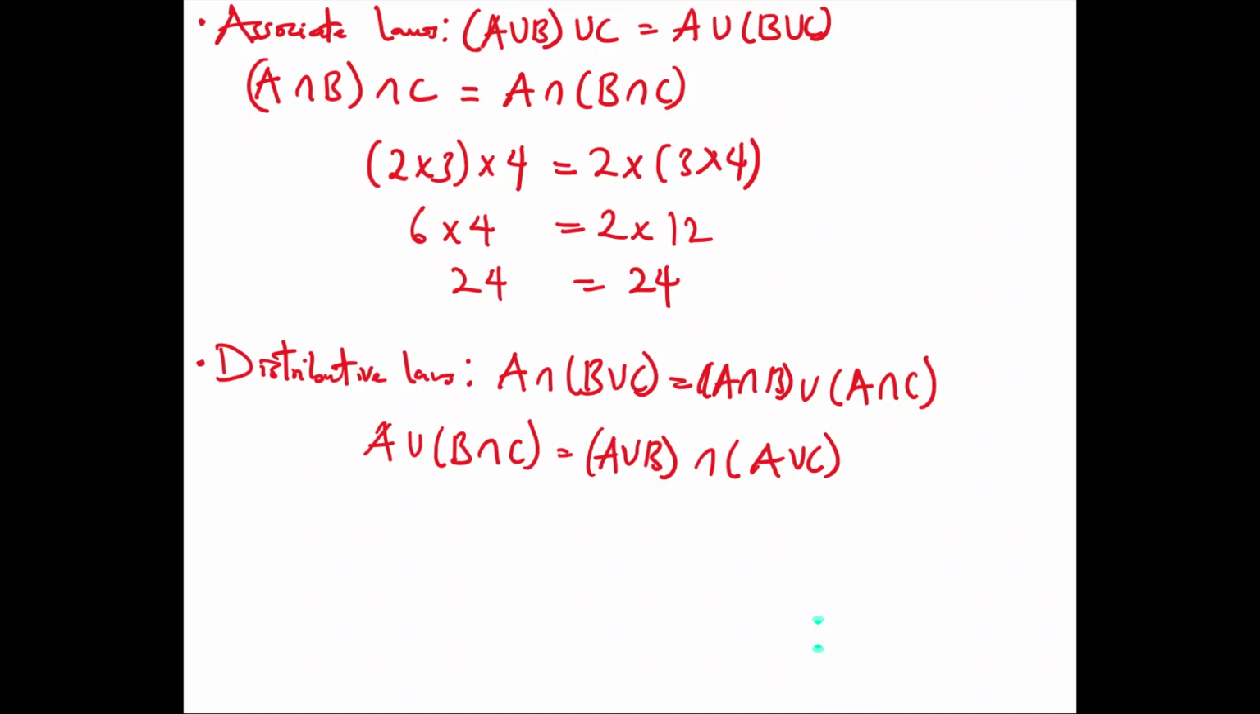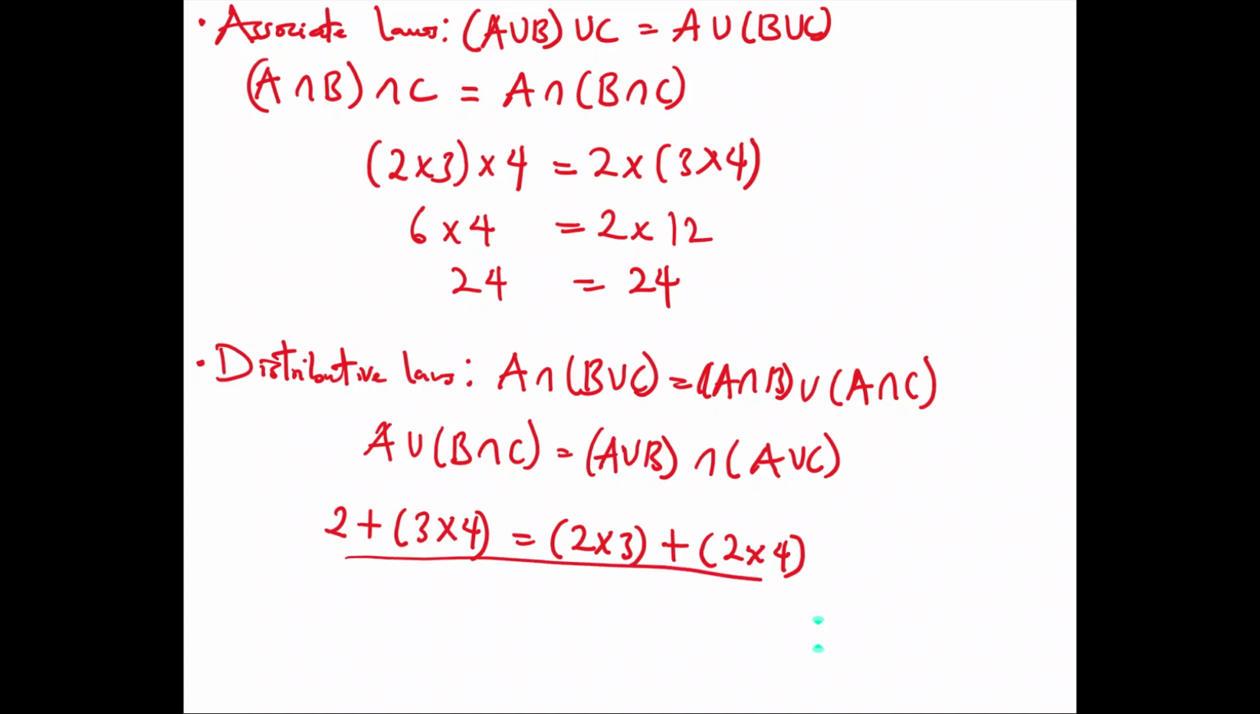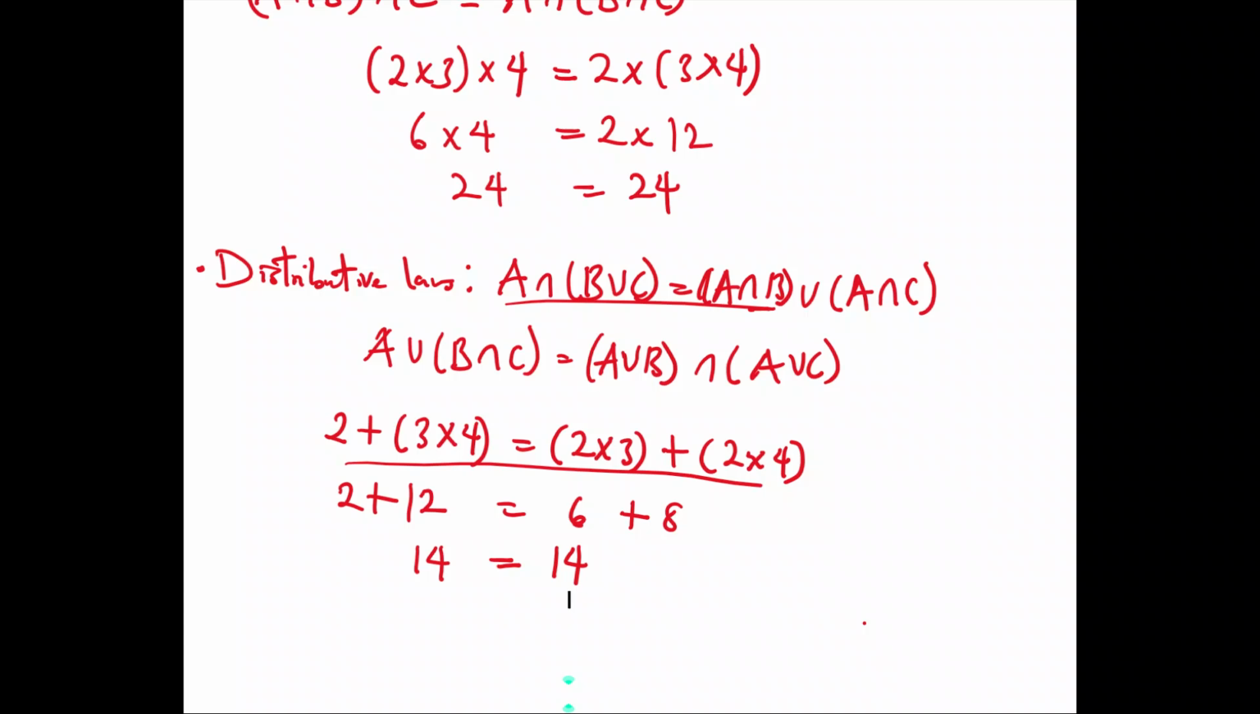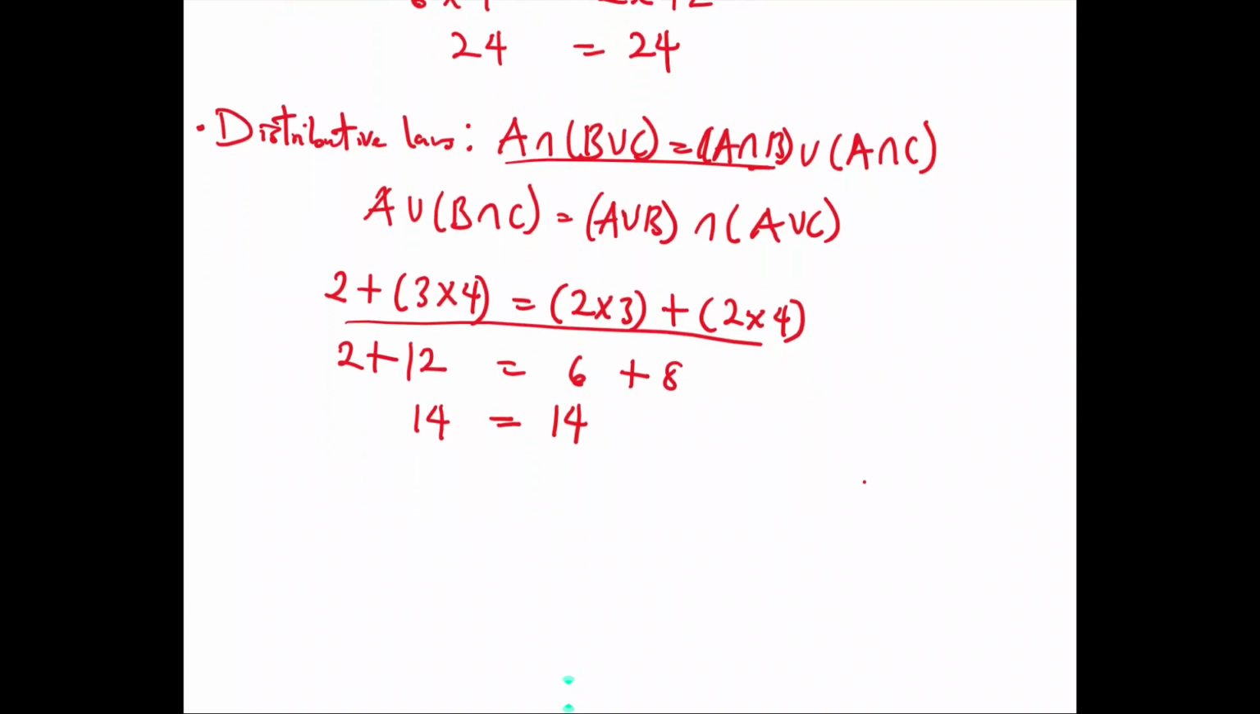And we can prove the distributive law with three numbers. We can use 2, 3 and 4 again. So in this part we can say 2 plus 3 times 4, equals 2 times 3 plus 2 times 4. So we're trying to use this to represent this one. 2 plus 3 times 4 is 12, and we have 2 times 3 is 6 plus 2 times 4 is 8. So 2 plus 12 is 14, and 6 plus 8 is 14. So that's how to prove the distributive law.